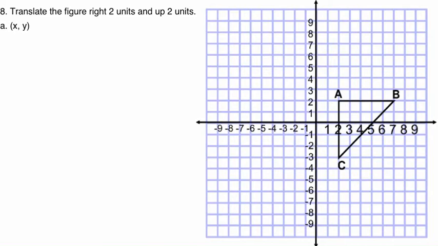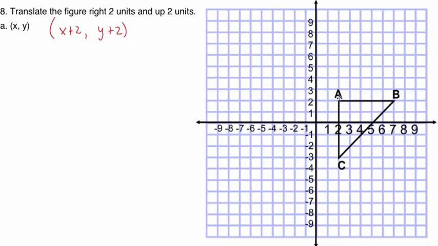Okay, number 8. Translate the figure right 2 units and up 2 units. Okay, let's do one more where we actually do the math part. So let's find the rule. So I know I'm going right 2 units, so I'm going to add 2 to x. And then I'm going up 2 units, so I'm going to add 2 to y.